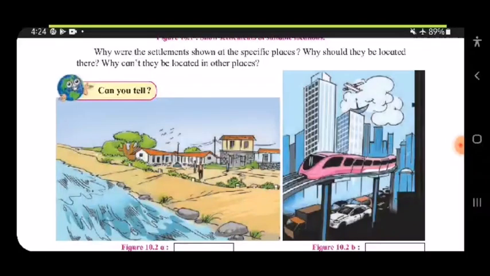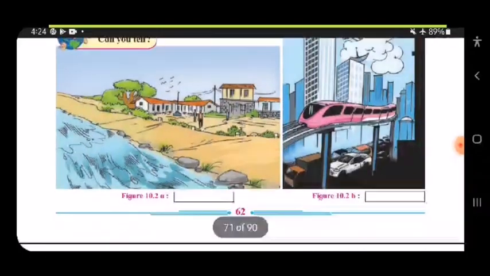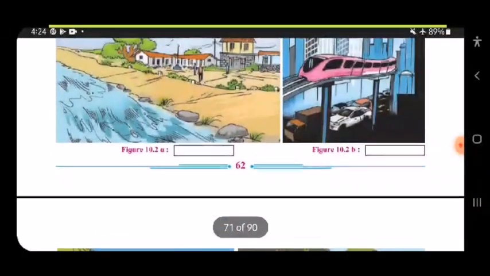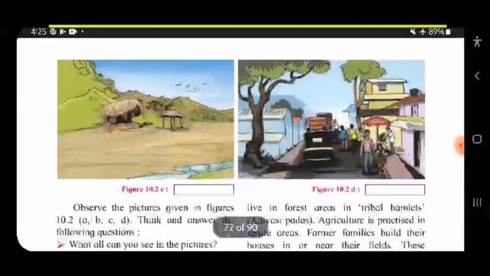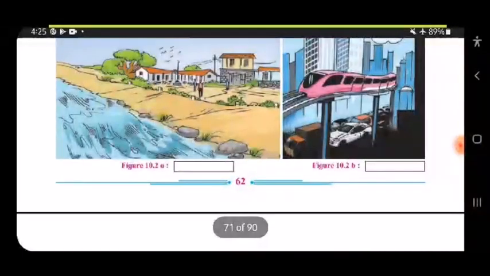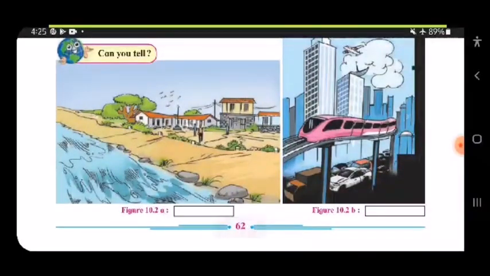Now you can see over here there are four pictures given to you: 10.2a, b, c and d. Here there are boxes given to you. They are asking you which settlements will come under what. The first settlement, as we can see, is a place where there is open space and there are houses. So that will be a rural settlement. That is, 10.2a will be a rural settlement.